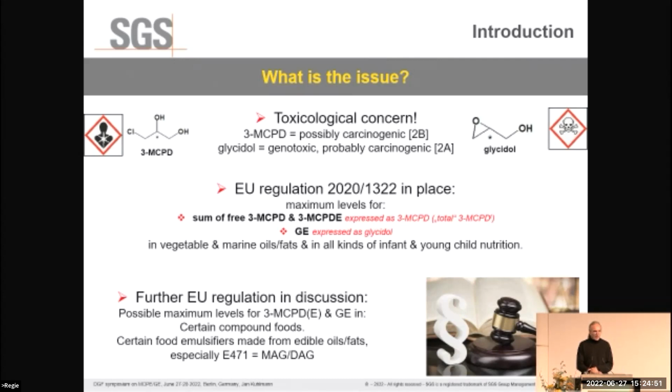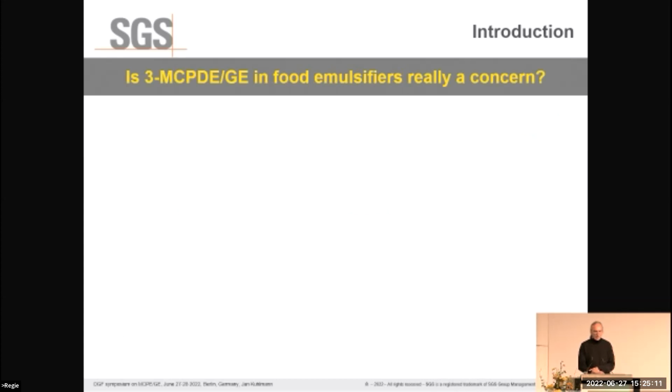And we also heard this morning, or in the afternoon already, that we have further max residue levels in certain compound foods ahead, as well as regulation of these analytes in E471, which is MAG and DAG, mono and diacylglycerides, used as food additives as emulsifiers. And as already addressed by France, there's discussion if the analytes in food emulsifiers really are a concern, because the E471 amounts in foods are very low, let's say 1% or less. It's not so much. Maybe it's different with some margarines.